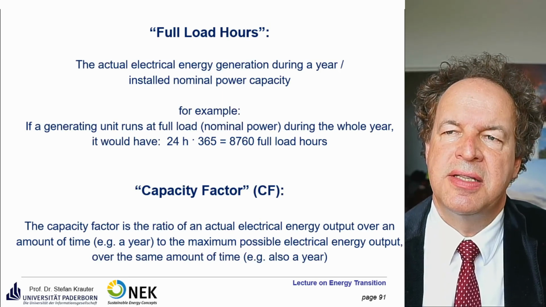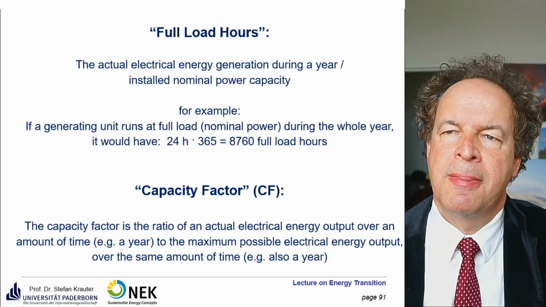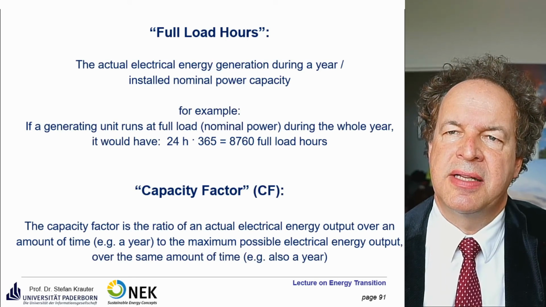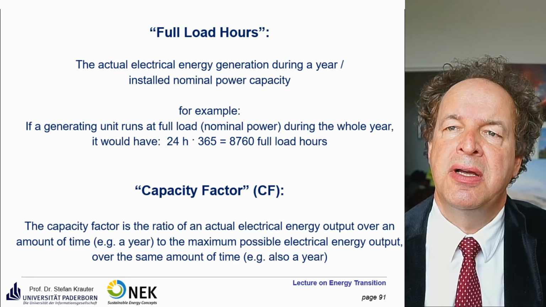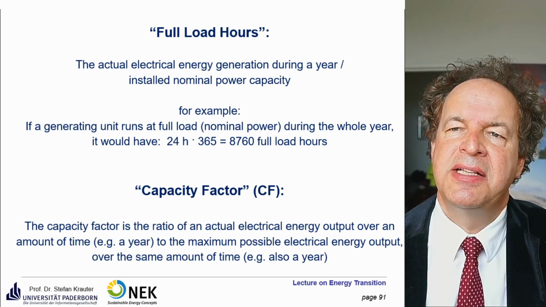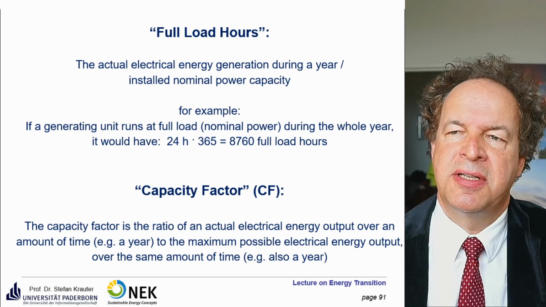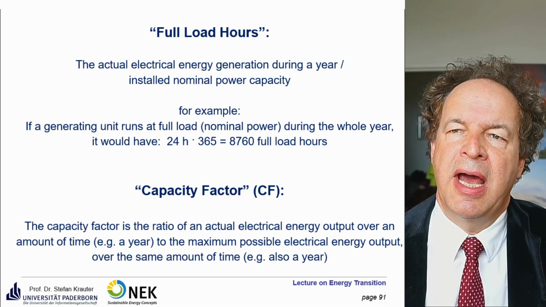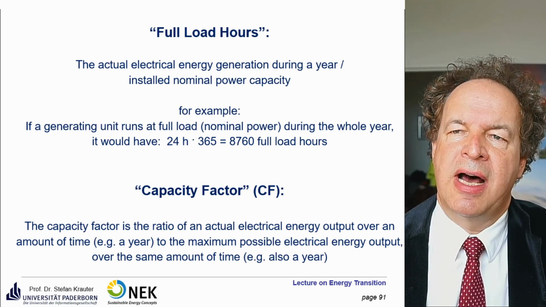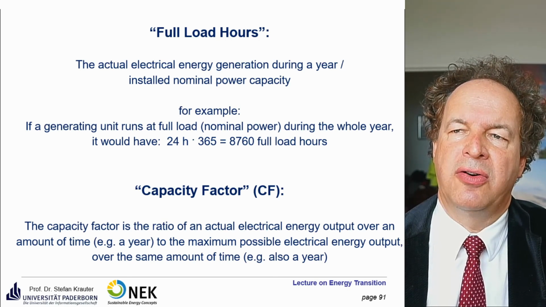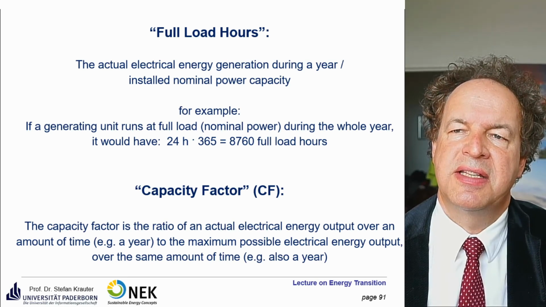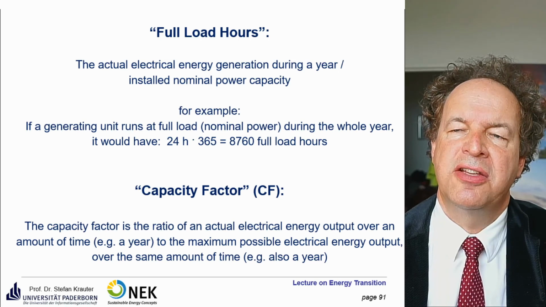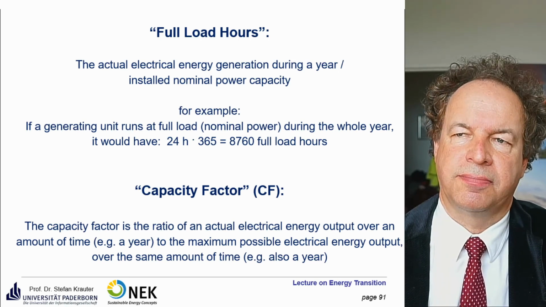Let's come to the full load hours. That describes the actual energy generation during a year, divided by the installed nominal power capacity. So if you are running at full power all the time, then you have to consider the number of hours during a year. That's 24 times 365, 8,760 full load hours.